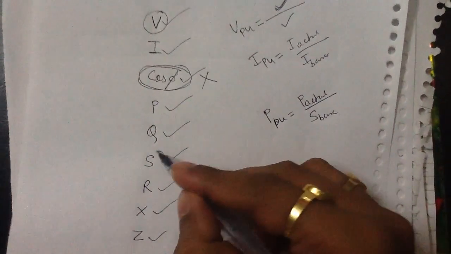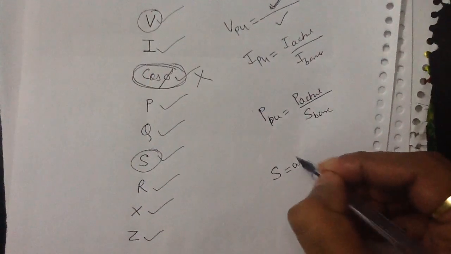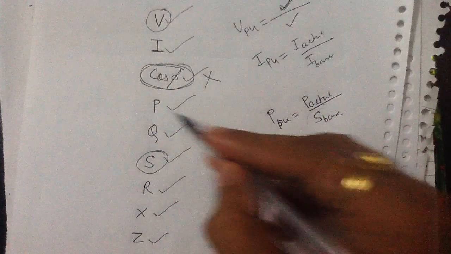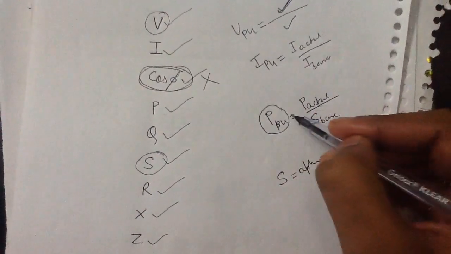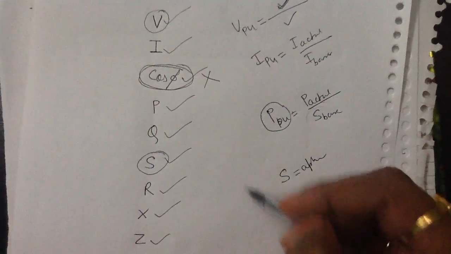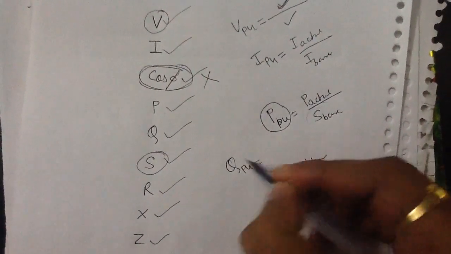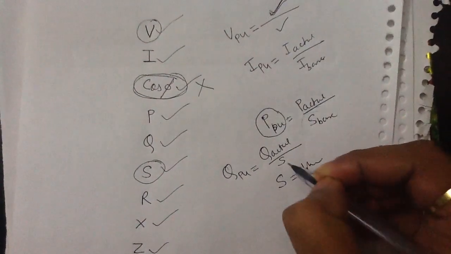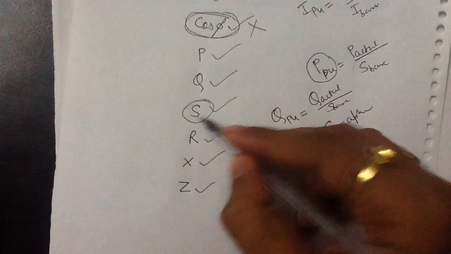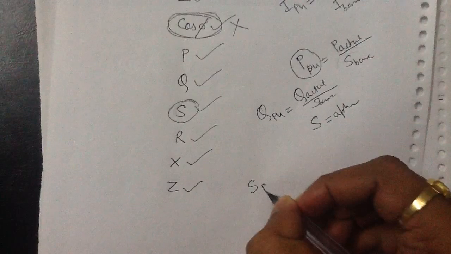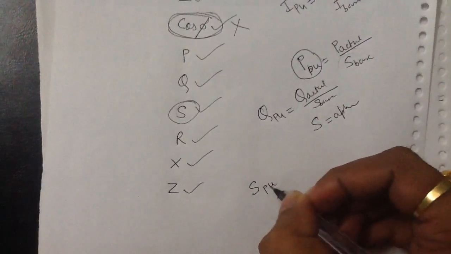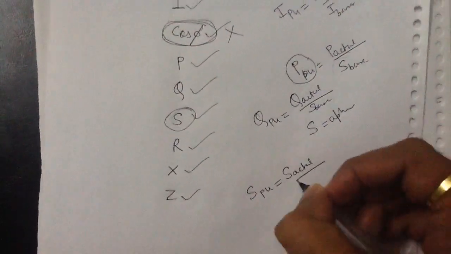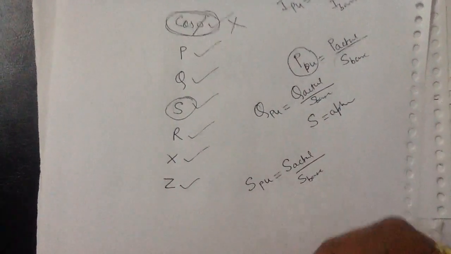As in S base, this S represents the apparent power. So always remember that while defining the per unit value of the power, write P actual divided by S base. To write the per unit value of the reactive power, write Q actual divided by S base. If you want to write the apparent power in per unit, you should know the actual value of the apparent power divided by the base value of the apparent power.